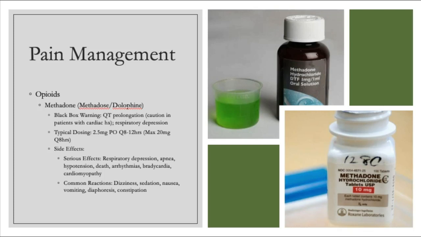doses. And actually research has shown that doses that high are not helpful for a person's pain. The lower doses of methadone do a much better job of making sure a patient's pain is under control. So typically we start them on 2.5 milligrams, and we'll give that every 8 to 12 hours. Now the max dose for pain control purposes is 20 milligrams every 8 hours.